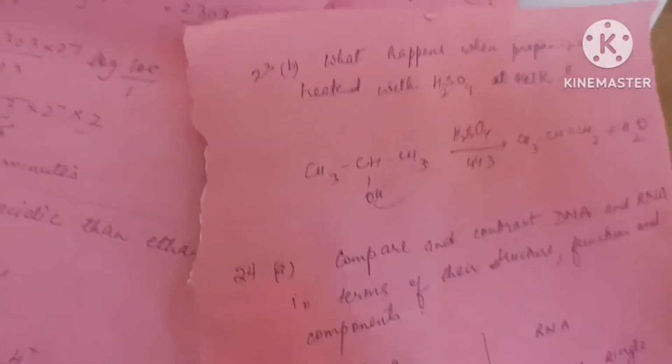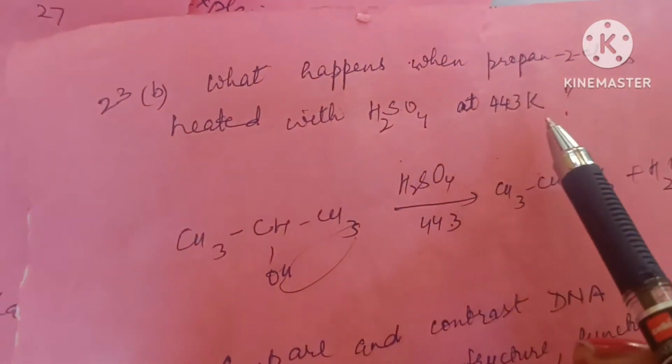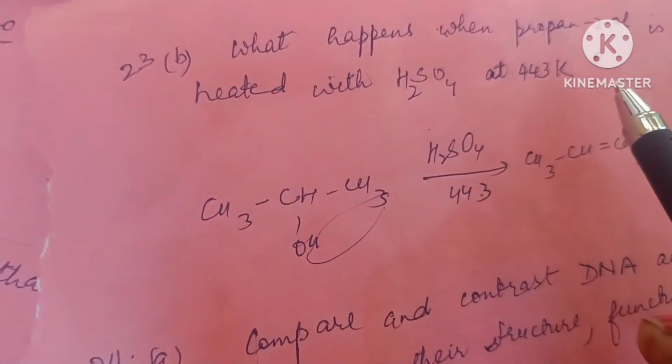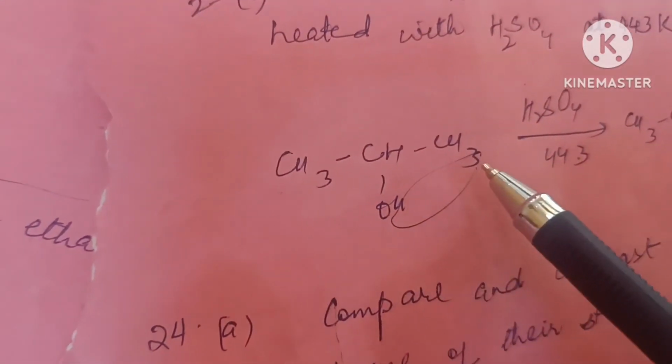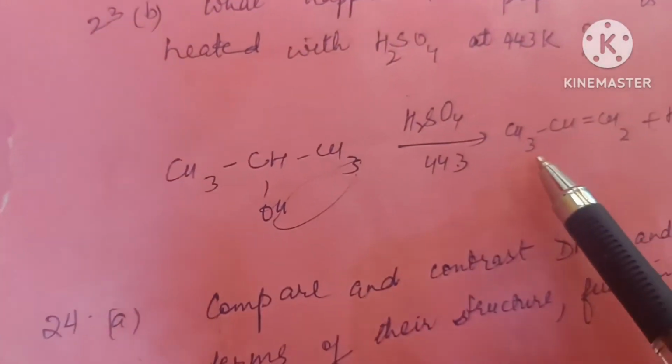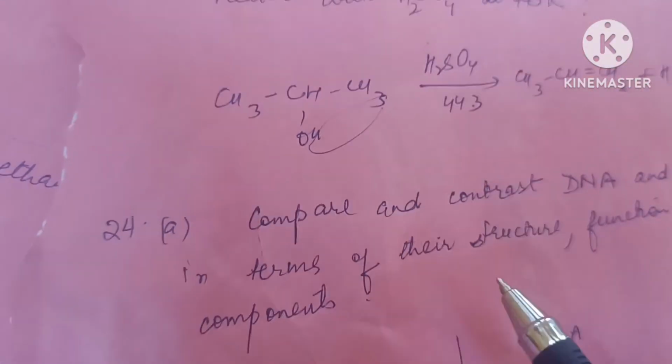What happens when propan-2-ol is heated with sulfuric acid at 443 Kelvin? So at 443 Kelvin, dehydration occurs and propene is formed along with water.